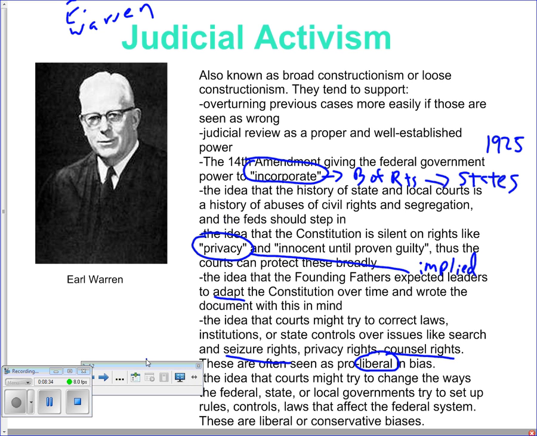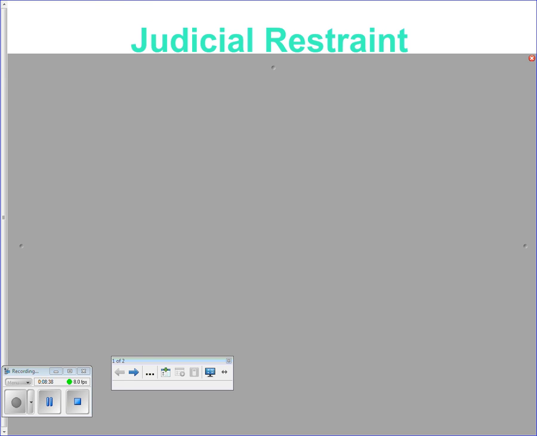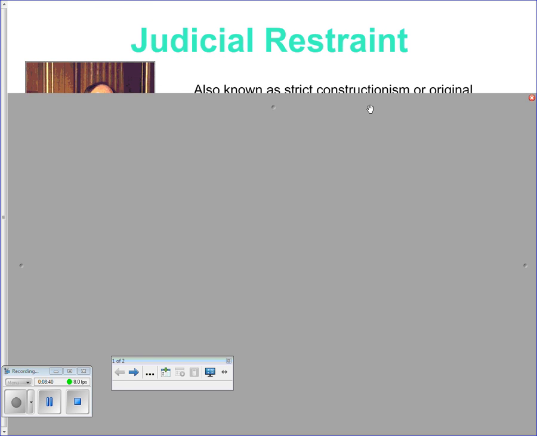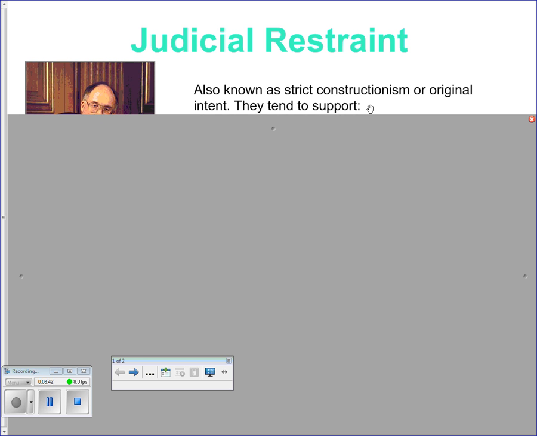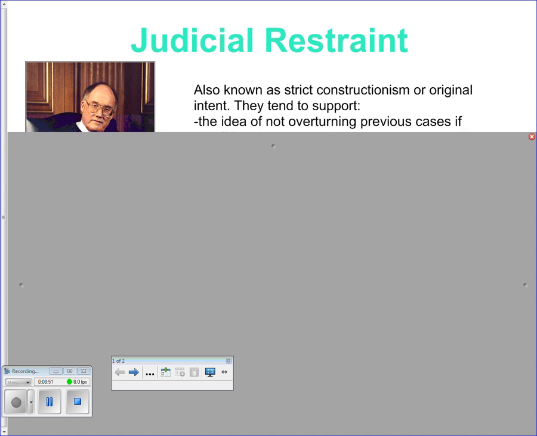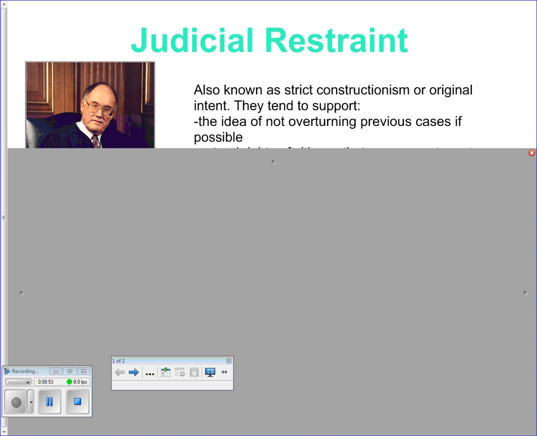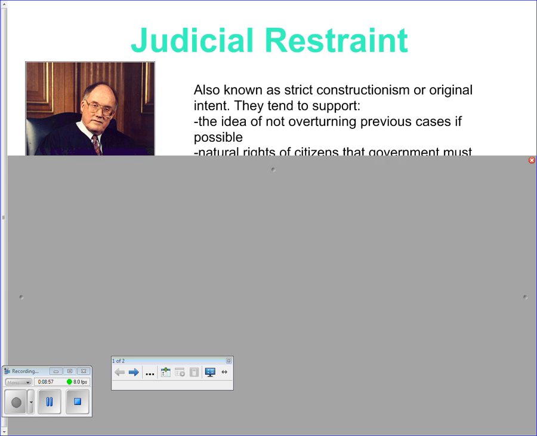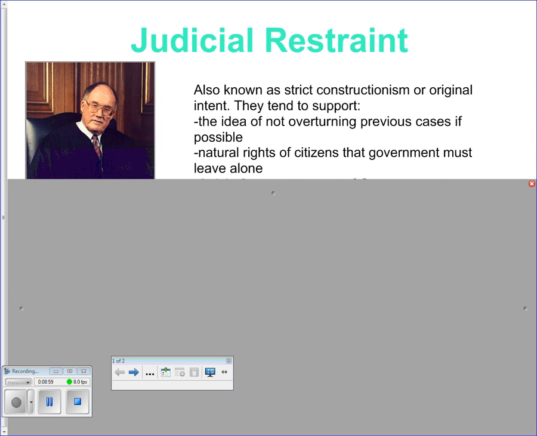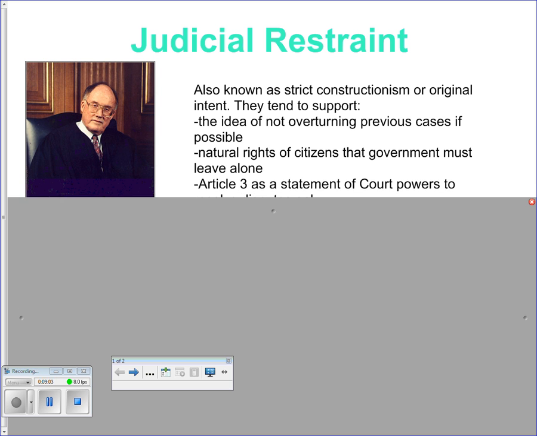The opposite of judicial activism would be judicial restraint. This is a more conservative judicial philosophy. They also call these original intent or strict constructionists. I have William Rehnquist's picture up here. He was the Chief Justice up until 2005, who generally practiced this as much as possible. So if you practice judicial restraint, you will uphold precedent, you will not overturn it. You believe the natural rights of citizens should be left alone by the government.